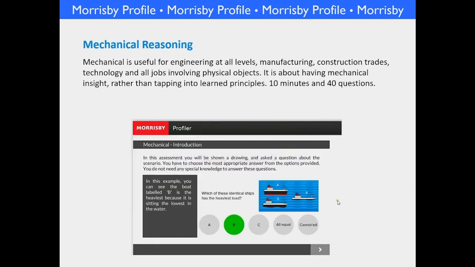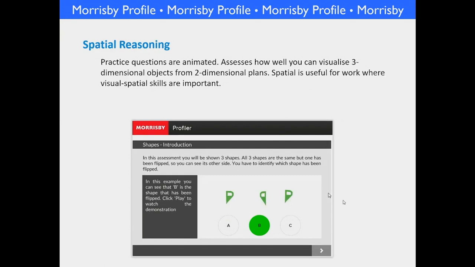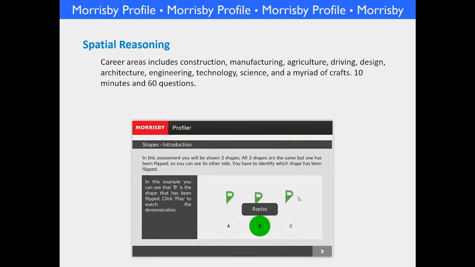Moving on, we have mechanical reasoning and we have spatial reasoning. Spatial reasoning is the capacity to mentally rotate images. Here we have 3 images which are the same, but one of them has been flipped so you can see its other side, and the task is to work out which one's been flipped. In the practice questions we show the students how to do that.